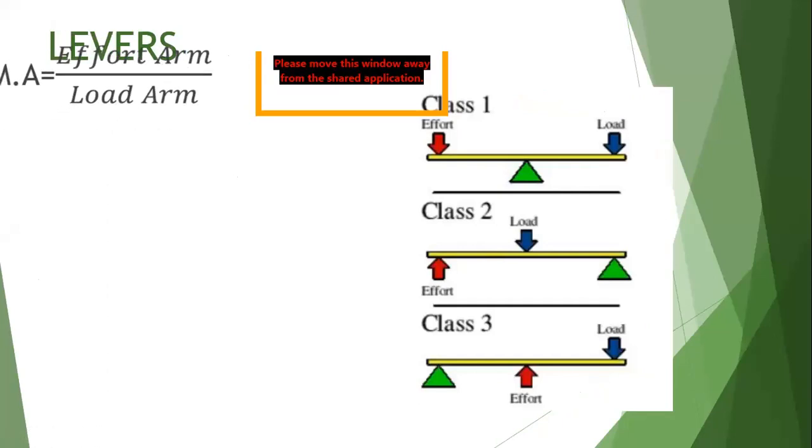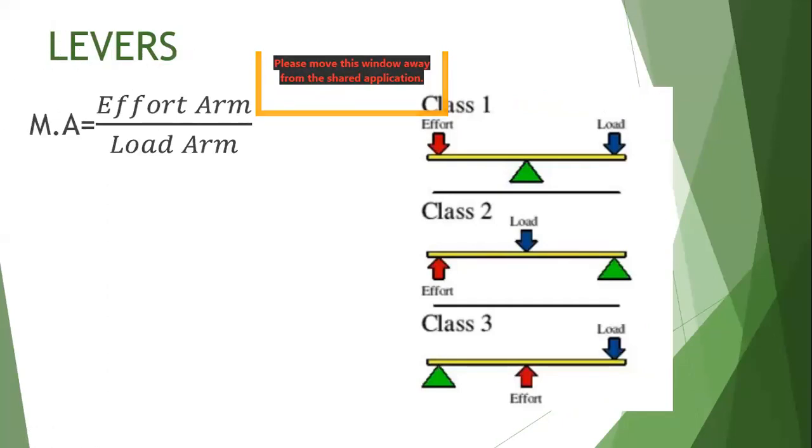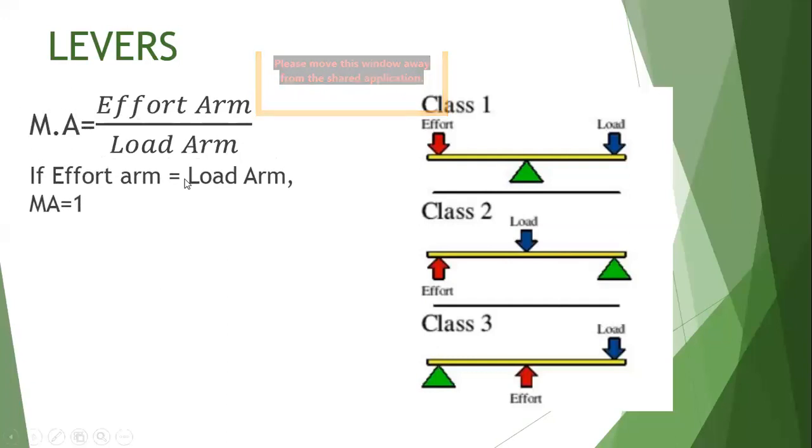Now look at it. Let's try to understand this very basic idea. Assume that my effort arm is equal to load arm. If there is a lever in which your effort arm and load arm come out to be the same, what will be the MA of your lever? Why? Because what is MA? Effort arm upon load arm. So if your effort arm and load arm come out to be equal, then effort arm divided by load arm will be 1, and that's why your MA will come out to be 1.